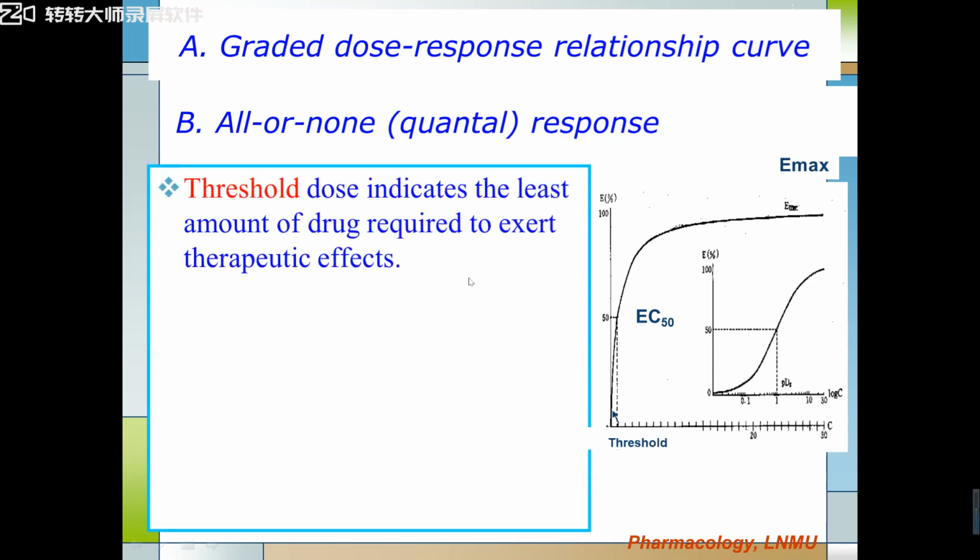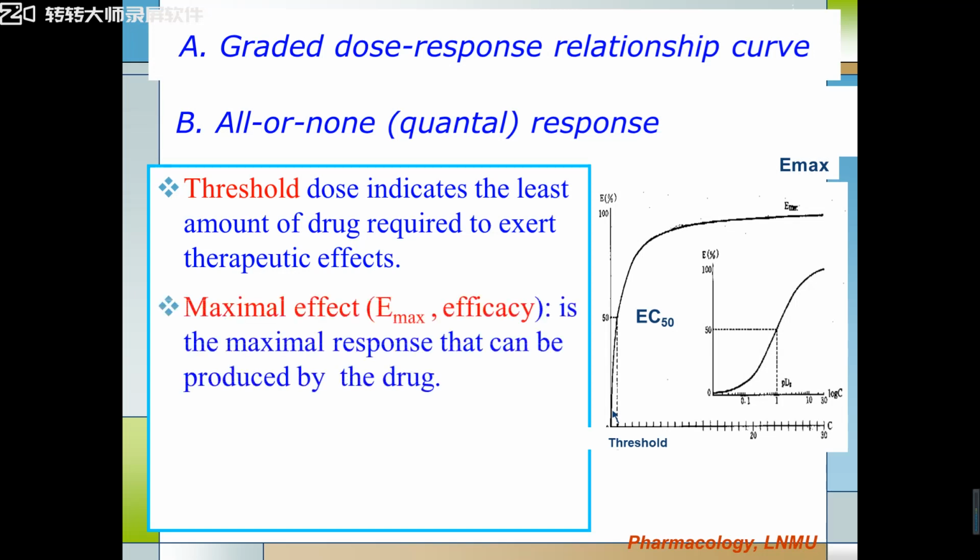In the graded dose-response relationship curve, we have studied some professional terms. The first one is TD, threshold dose, which indicates the least amount of drug required to exert therapeutic effects. The next one is efficacy, Emax. Emax is the maximal effect, the maximal response that can be produced by the drug.